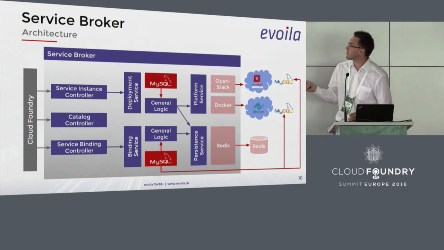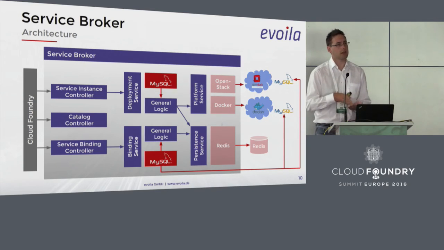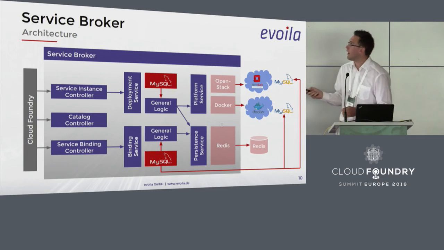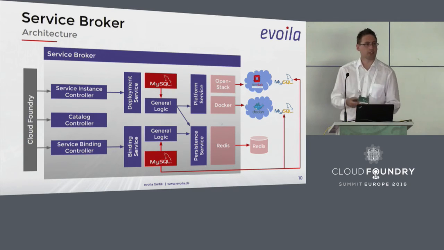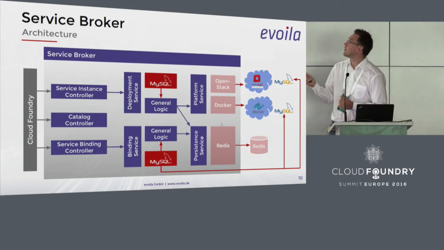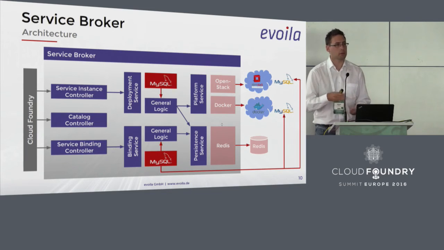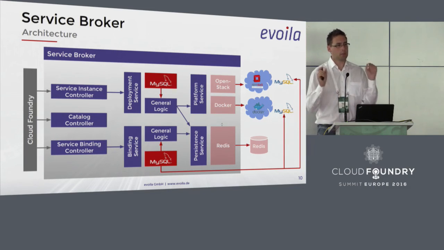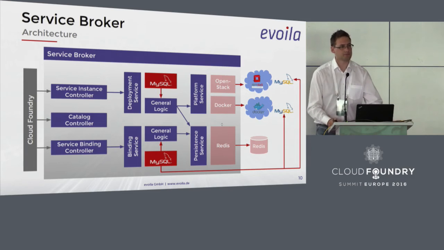So it's made so that the blue parts are the concepts of the Cloud Foundry side of the service broker API, and the red ones are for change, which can be changed. We only developed OpenStack, Docker, and Redis for the moment, but that's not where we want to stop. It's only part of the work done.